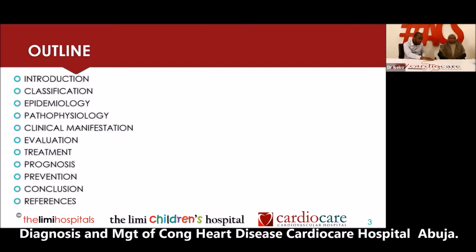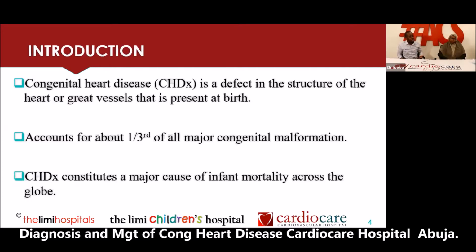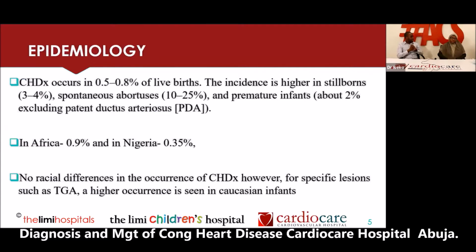Okay, so we're talking congenital heart diseases now. Are they rarities? Because sometimes we try not to focus on things and we think that, well, they're not common anyway. How common are congenital heart diseases, or what's the epidemiology like? Congenital heart disease is quite common. Generally, it's about 0.5 to 0.8% of live births. That's about 5 to 8 in 1,000, right? Yes. And this is also higher in stillborns and spontaneous abortions. Most of those who go through spontaneous abortions, it's actually because of congenital malformations as a major cause. And then in Africa, it's about 0.9%. Here in Nigeria, it's about 0.35%.